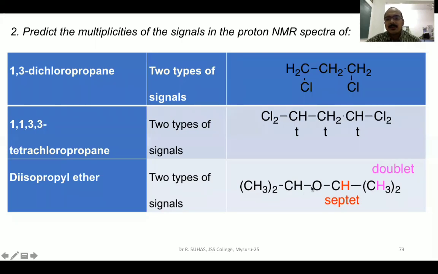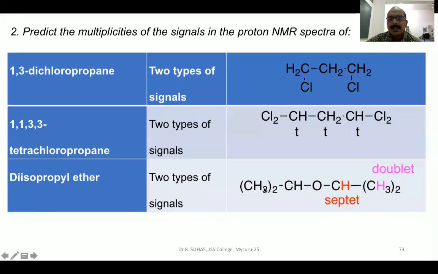But before that, we have to see how many different types of signals we are going to get. This molecule is symmetric in nature, so whatever you predict for the LHS, the same will be for the RHS. We will see what we will get for the LHS. This one is H, it has got 2 CH3s. This one is H, this has got 2 CH3s. So it is a perfectly symmetric molecule.